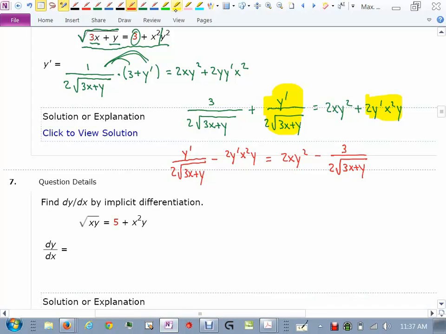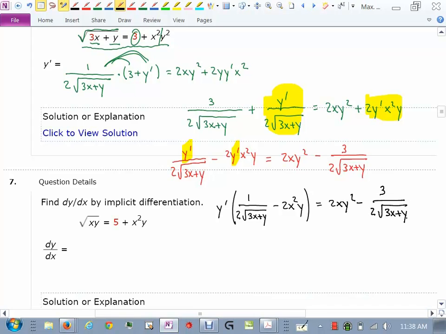On the left side, I can factor out y prime here, y prime here. If I do that, I'll have y prime, and what will be left will be 1 over 2 root 3x plus y minus 2x squared y. And then on the right side, just leave this 2xy squared minus 3 over 2 root 3x plus y.